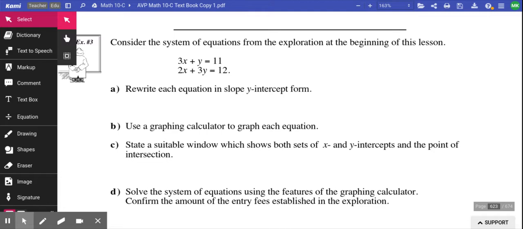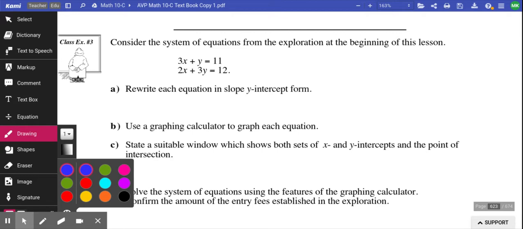Okay. So let's consider the system of equations from the explanation at the beginning of the lesson. Rewrite each equation in y-intercept form. I'm just going to skip this pretty quick. We'll do this one as red. That one in y-intercept form would become y equals 11 minus 3x. Awesome. This one in blue, if we remember, it became y equals 4 minus 2 over 3 x. Like that. Cool. Use a graphing calculator to graph each equation.